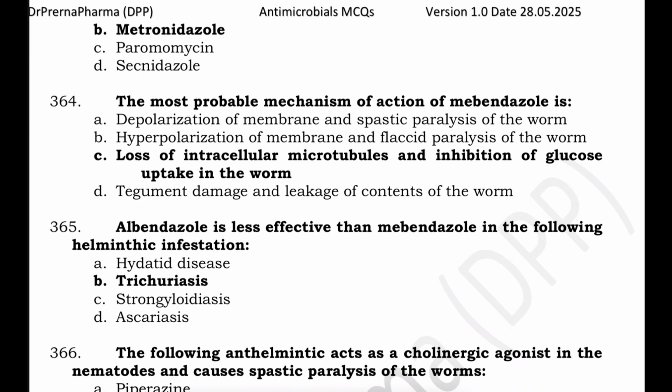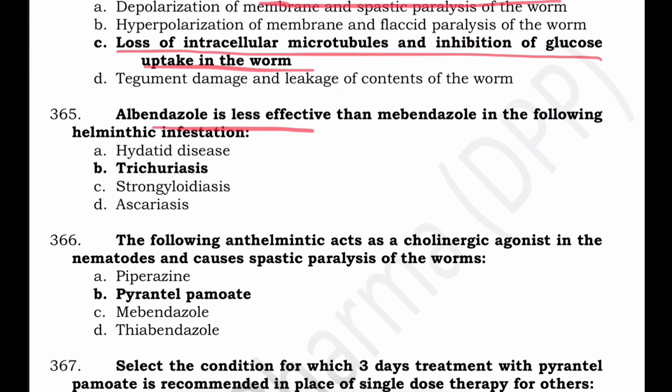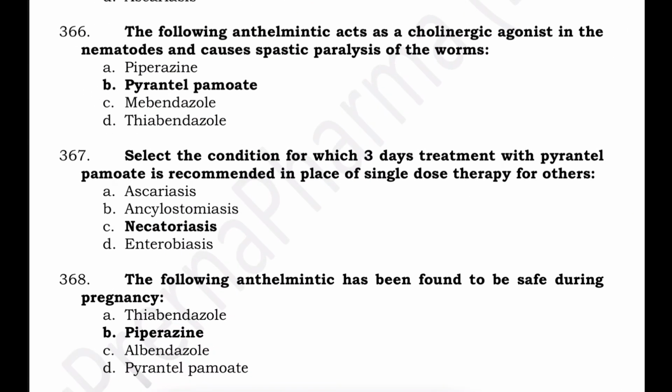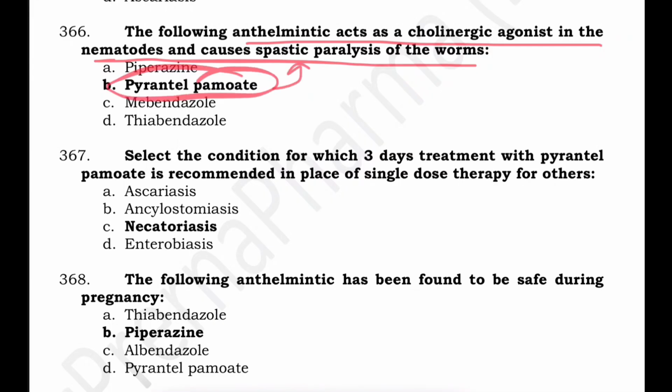Coming to the last part of the antibiotics, that is antihelminthics. The most probable mechanism of action of mebendazole: mebendazole causes loss of intracellular microtubules and inhibits glucose uptake in the worms. Albendazole is less effective than mebendazole in trichuriasis. The following antihelminthic acts as a cholinergic agonist in nematodes and causes spastic paralysis of the worms. This antihelminthic, that is pyrantel pamoate, causes spastic paralysis.